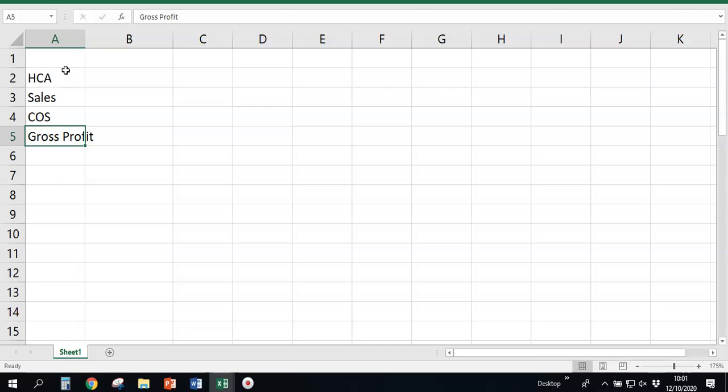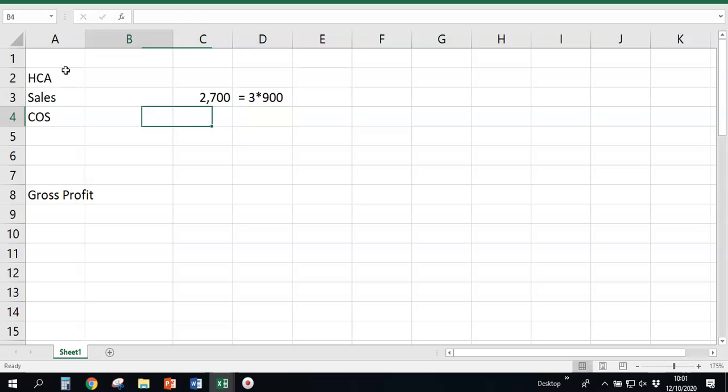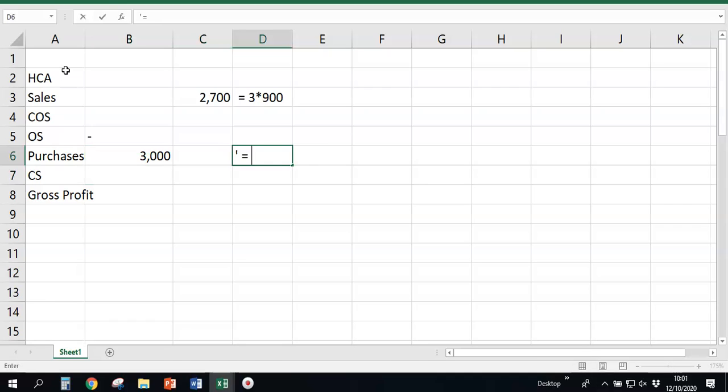So we'll figure out our cost of sales. Actually, I'll need to leave a few lines. So your sales here are going to be 2,700, and that's coming from you sold 3 units at 900 each. So that should be straightforward based on the information in the question. Your cost of sales is made up of opening stock, purchases, and closing stock. Opening stock, there is none, because you started this business at the start of the year. You purchased €3,000 worth of goods, 6 units at 500 each. And your closing stock is going to be 1,500.